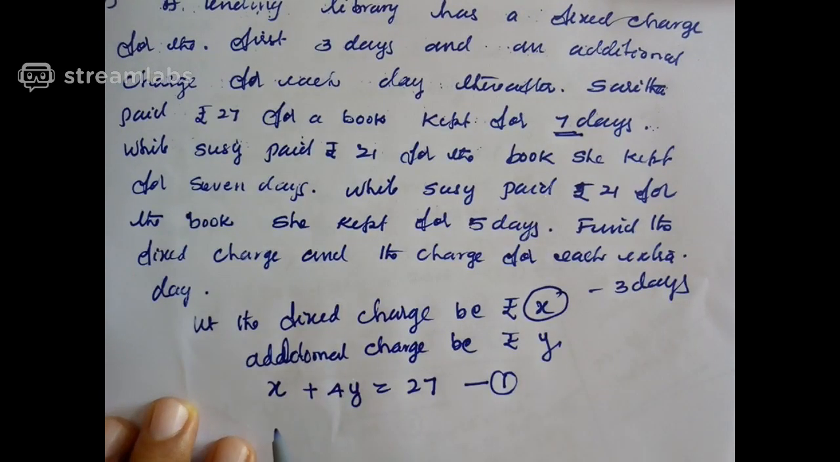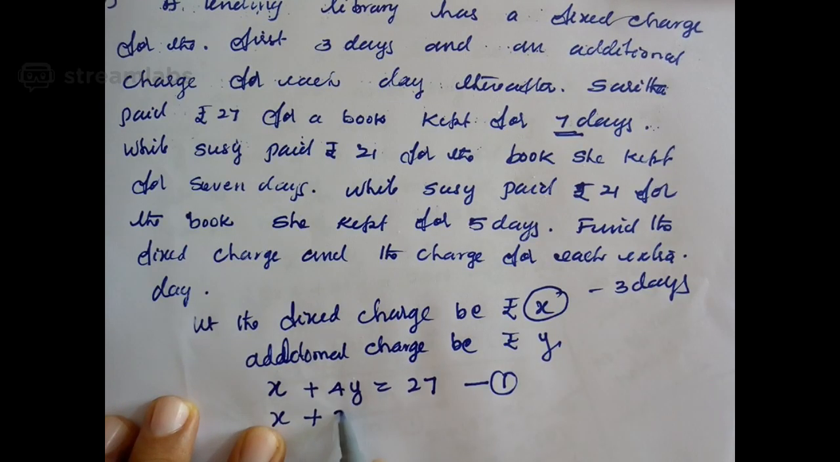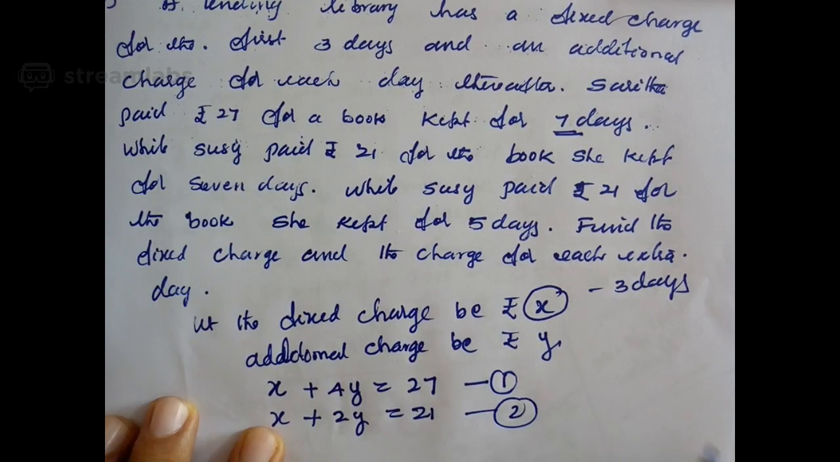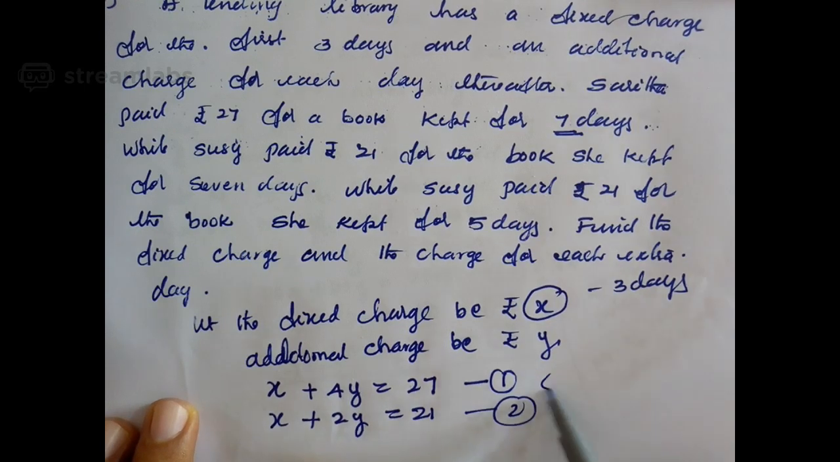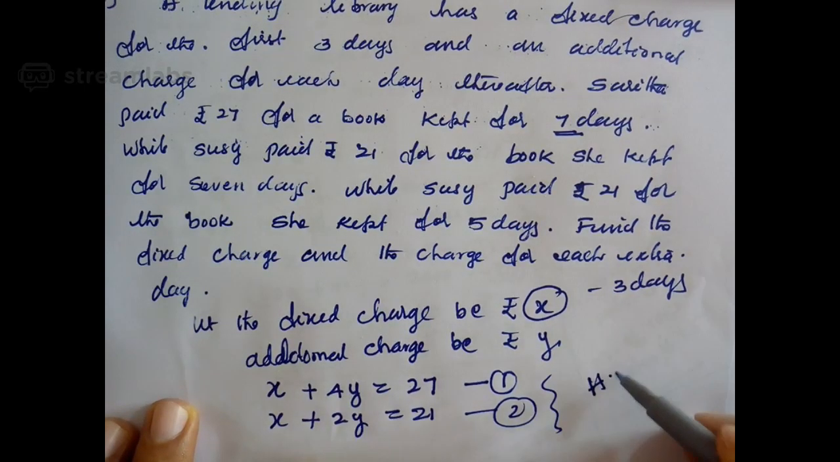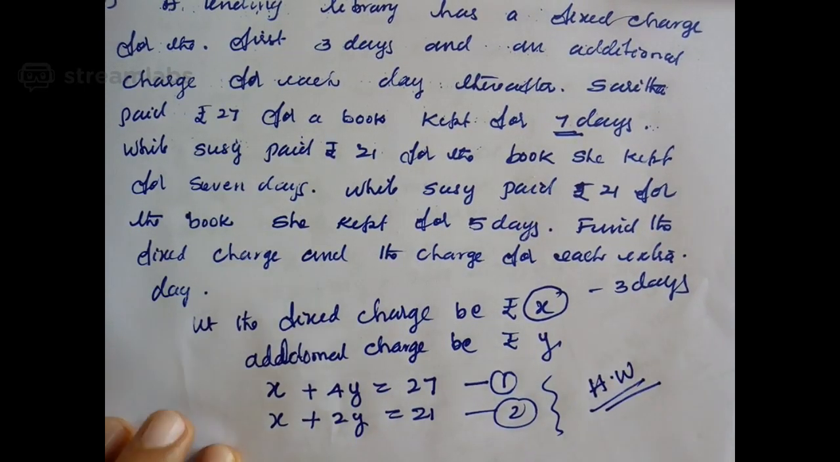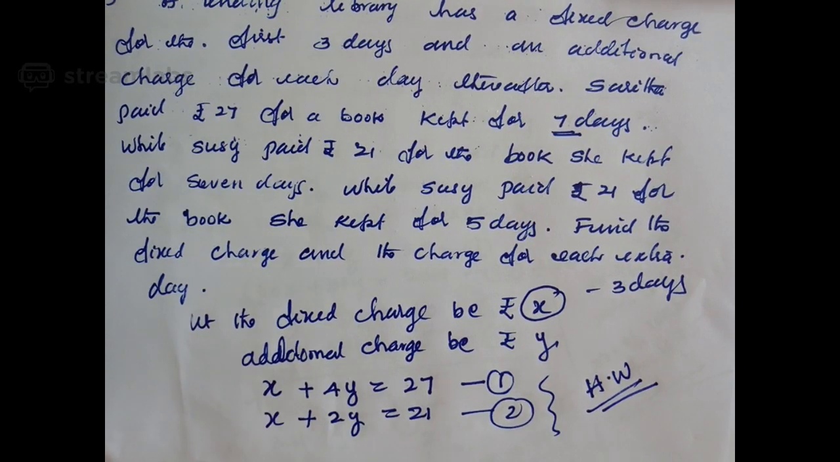And Susie paid rupees 21 for the book she kept for 5 days. x, this is 3. Then she kept book for 5 days, 3 plus 2, 5, is equal to 21. These are the two equations, right? x plus 4y is equal to 27 and x plus 2y is 21. Solve this by elimination method. It is a homework. You can do it yourself. I have given the equations, solve it. Find the fixed charge and additional charge.